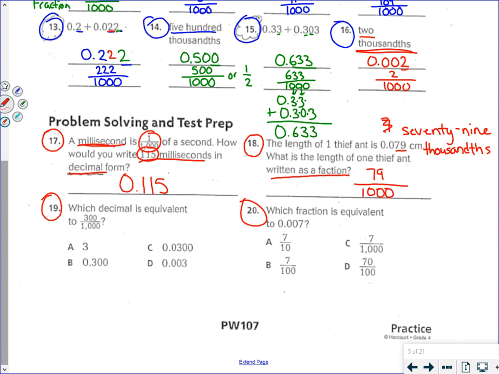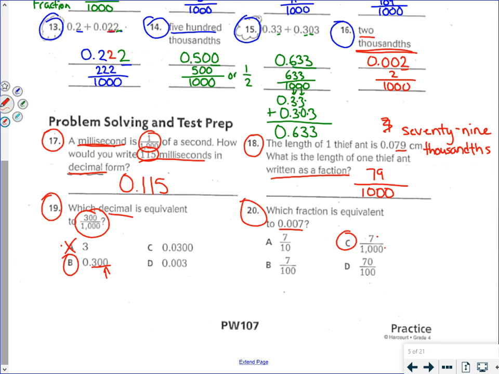Pause the video. Okay, which decimal is equivalent to 301 thousandths? Which one is equivalent to this? I see a 3 on this one. Nope, that can't be it. Let's move down to B. I see 300, and it ends in the thousandths. So it's going to be B. Which fraction is equivalent to 7 thousandths? I see 7 over 1,000. That one's going to be C.